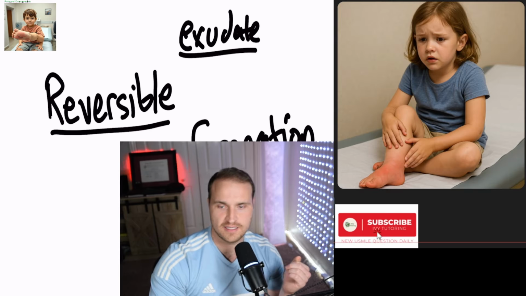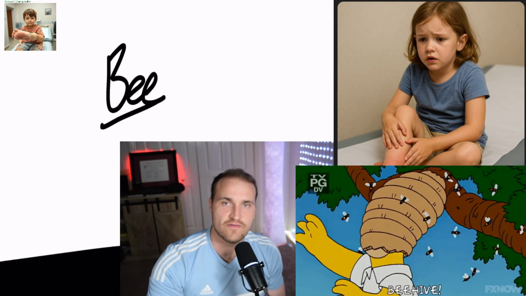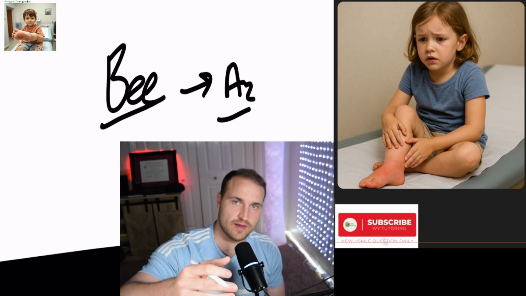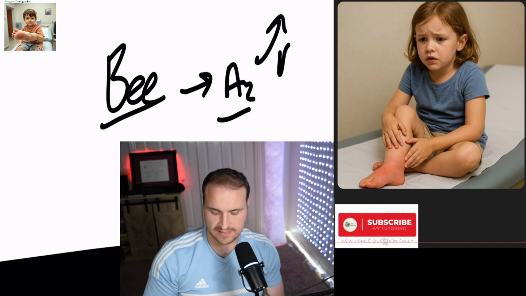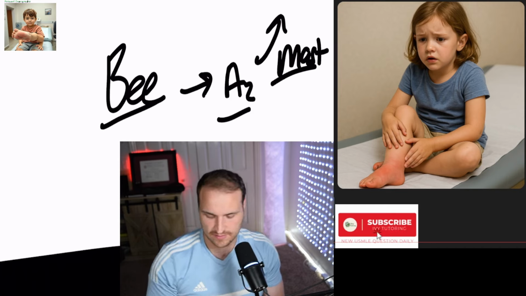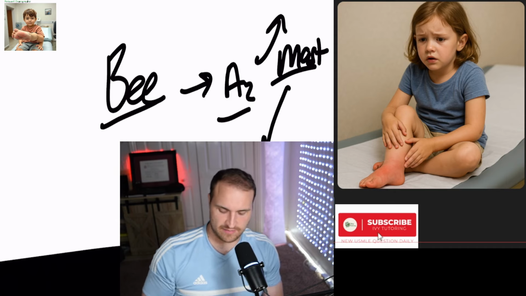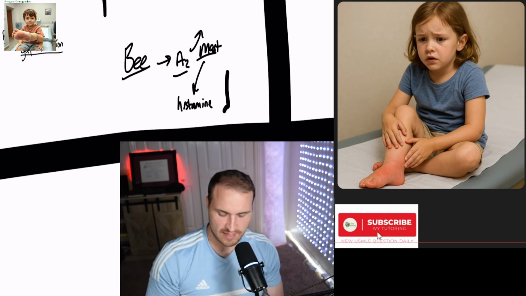Now you could also see this if somebody gets stung by a bee, for instance. The bee venom can actually contain phospholipase A2, which disrupts the cell membrane and activates arachidonic acid pathways, and that actually triggers mast cell activation. So a similar kind of mechanism that we were talking about, and that mast cell degranulation causes the release of histamine. So now we've got histamine, and histamine causes vasodilation, so that improves the blood flow.